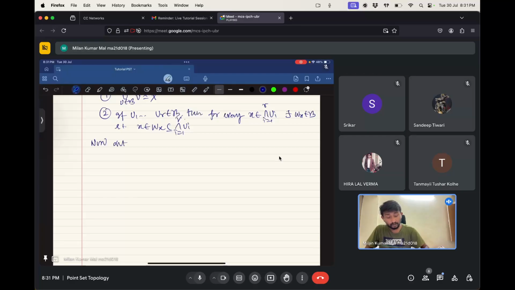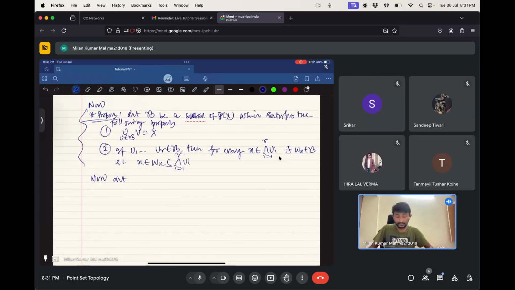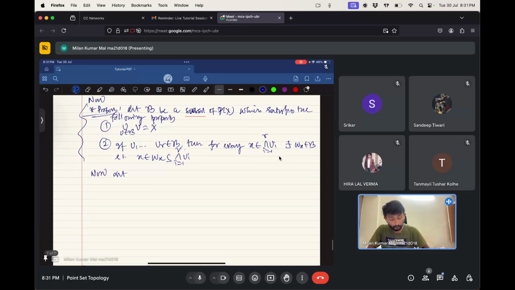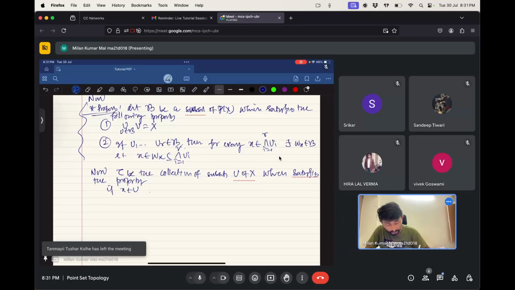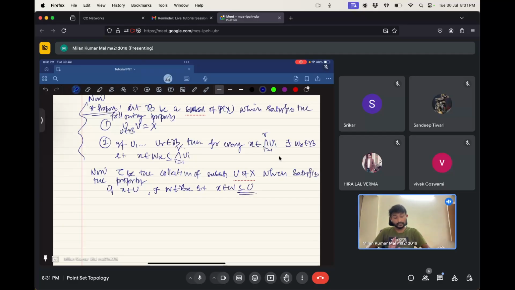Now this is something. If B is the collection of these, B is a set which has these two properties. Now what I am saying here is: let tau be the collection of subsets U of X which satisfies the property that if x belongs to U, then there exists a W belonging to B_x such that x belongs to W, which is a subset of U. So tau is the collection of these.